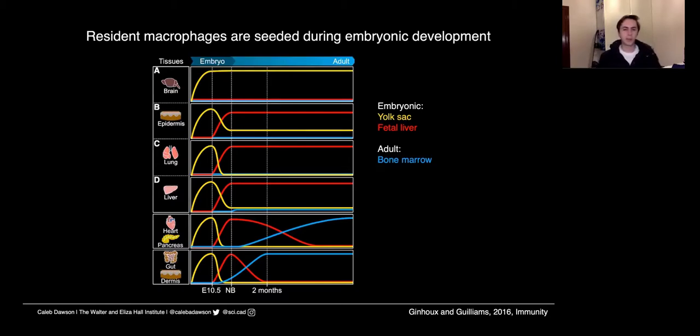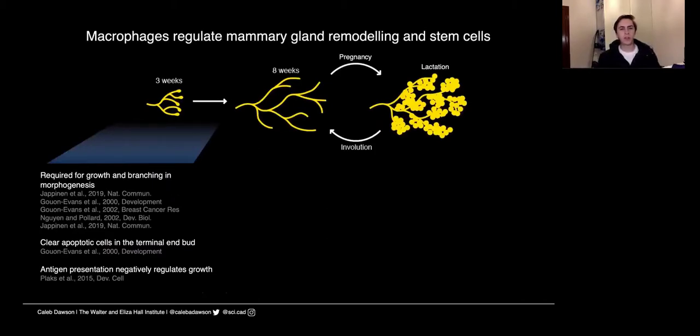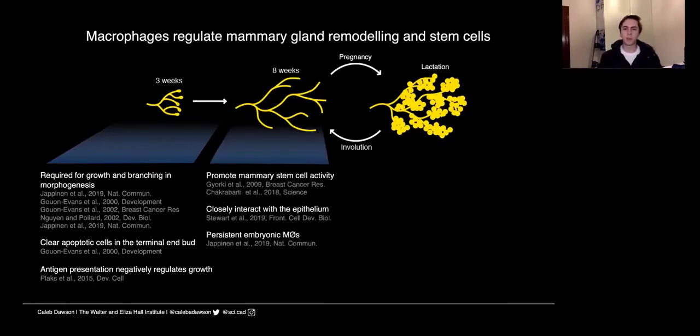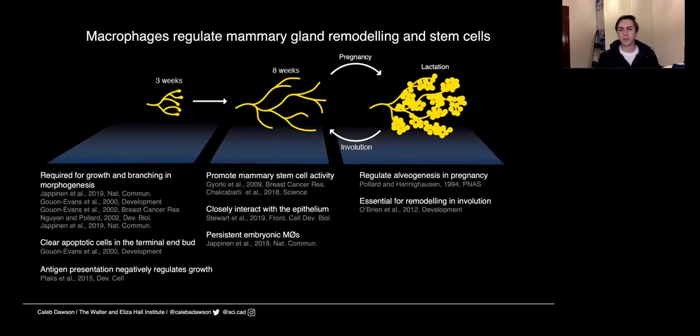So what do macrophages do in the mammary gland? Well, in puberty, as these ducts grow and branch throughout the mammary fat pad, the macrophages are required for this growth and branching. And they sit within the terminal end buds where they clear away the apoptotic cells. We know that antigen presentation negatively regulates this growth, but it's not clear whether this is macrophages. In the adult, macrophages promote mammary stem cell activity, and they closely interact with the epithelium. And there are some persistent embryonic macrophages in the gland. In reproduction, they regulate alveogenesis during pregnancy and are really important for the remodeling that happens in involution.